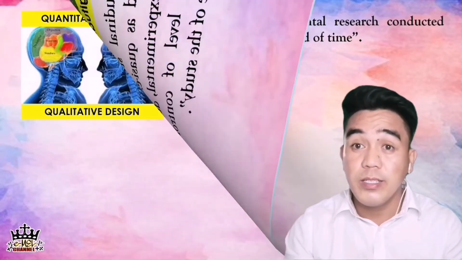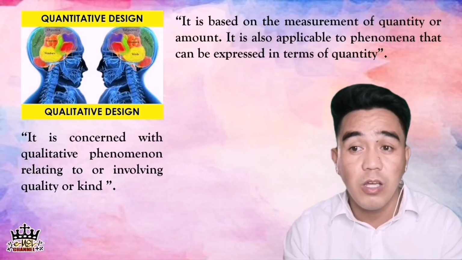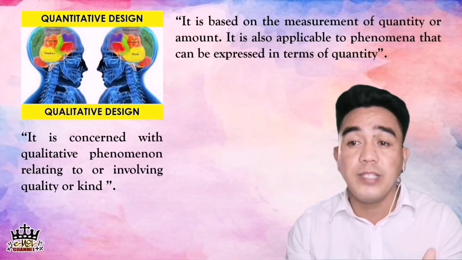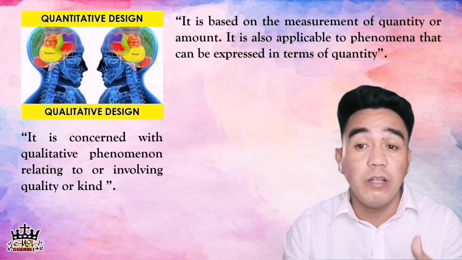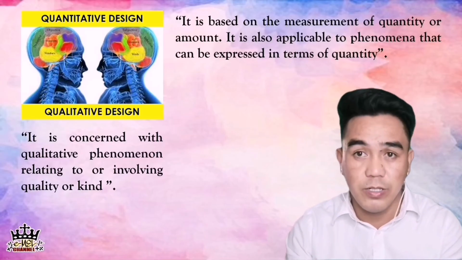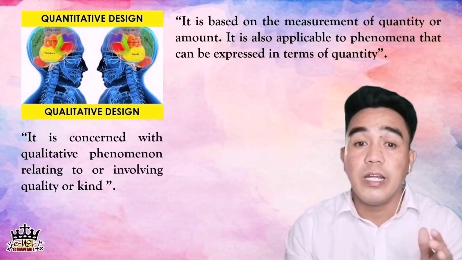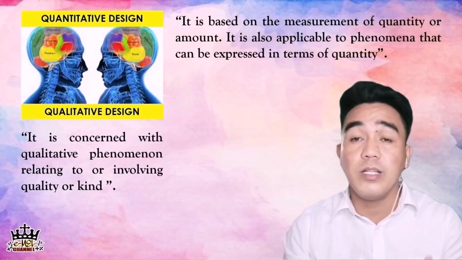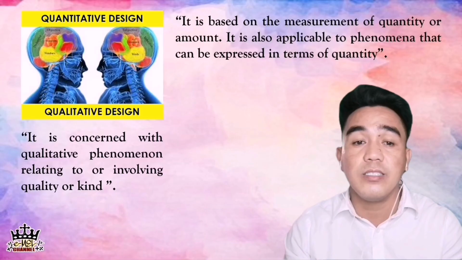Number 11, quantitative research. From its word, it is based on the measurement of quantity or amount. It is also applicable to phenomena that can be expressed in terms of quantity. And the best tool to be used in gathering the data is the survey questionnaire. Number 12, qualitative research. It is concerned with qualitative phenomenon relating to or involving quality or kind. And the best tool to be used in gathering the data is the interview questionnaire.